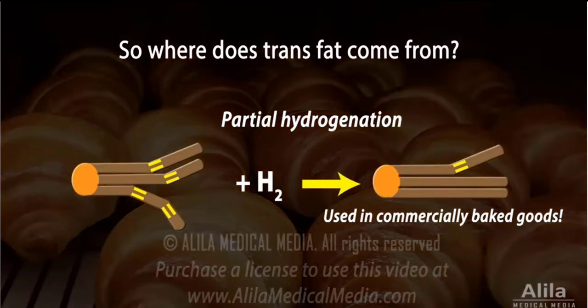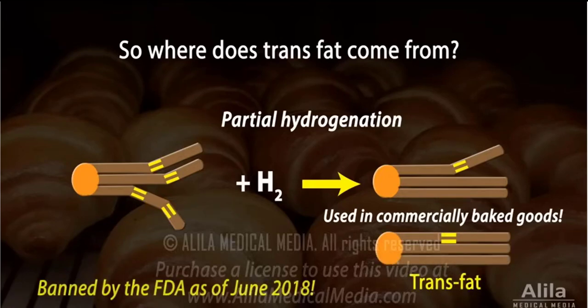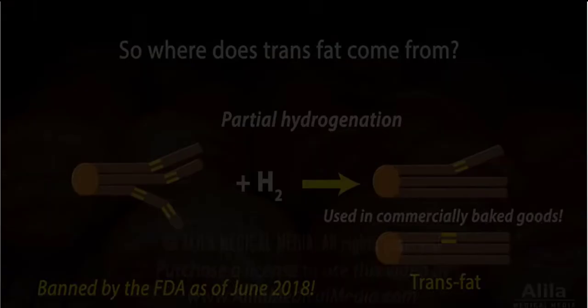Unfortunately, partial hydrogenation also converts some of the cis double bonds into trans configuration, producing trans fats. The FDA has officially banned production of partially hydrogenated oils in June 2018, but products made earlier may still be in use until January 2020.